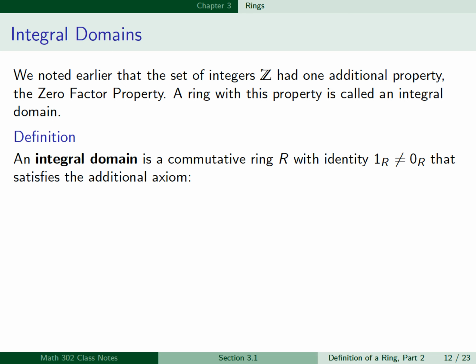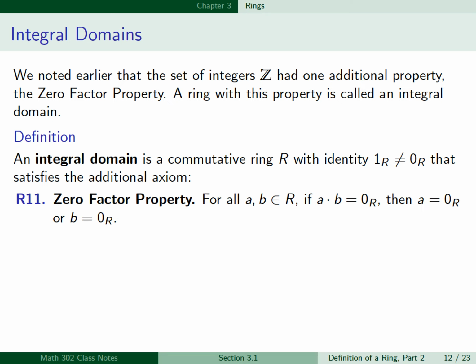An integral domain is a commutative ring R with identity 1 sub R not equal to 0 sub R that satisfies the additional axiom R11, the zero factor property: for all a, b in R, if a times b is 0 sub R, then a equals 0 sub R or b equals 0 sub R.